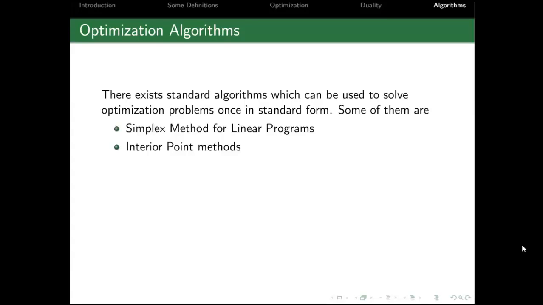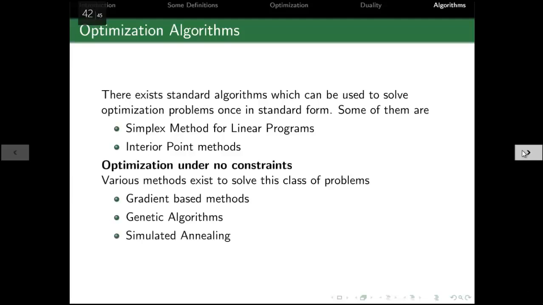We'll be looking at a simpler class of problems, that is, optimization under no constraints. Given an objective function under no constraints, how can we solve this? We look at algorithms for these. There exist a lot of algorithms: gradient based methods, genetic algorithms, and simulated annealing. First, we look at gradient based methods, which are very popularly used in machine learning.